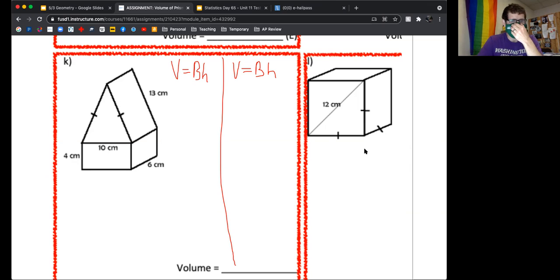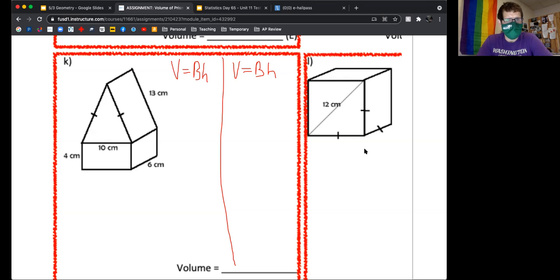The bottom one does look a little bit easier. Okay, so with the bottom one, let's see what we've got. What kind of prism is that? Rectangular prism.